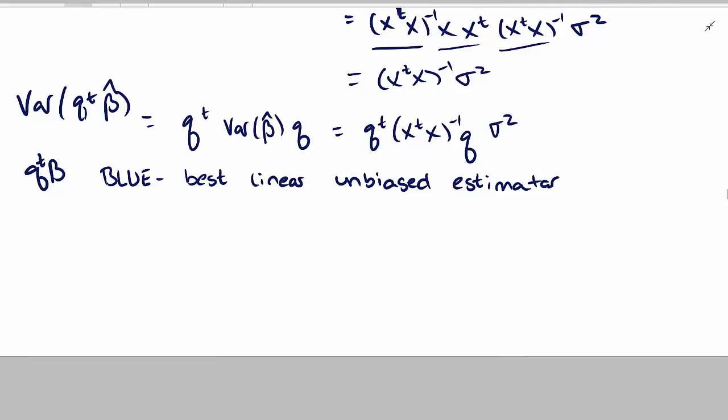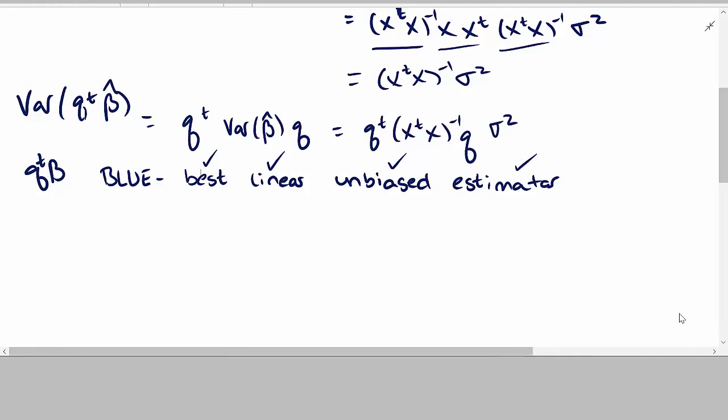First of all, let's check off these things. Clearly it's an estimator, and it's unbiased. Q transpose beta hat is unbiased because we know that beta hat is unbiased, and Q is just a constant multiplier, so it pulls out of the expectation. Beta hat is linear in Y, so Q transpose beta hat is linear in Y. And best, well, what do we mean by best? What we mean is that it has minimum variance.